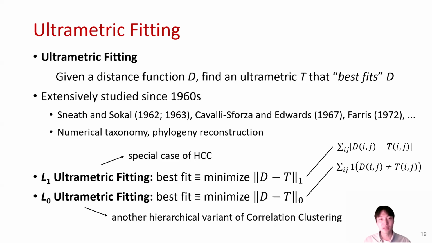Here we focus on the L1 and L0 objectives, where the goal is to minimize L1 and L0 distances respectively from the given distance function d. Recall that the L1 case is a special case of hierarchical correlation clustering. L0 ultrametric fitting is not exactly a special case of HCC, but still, it is another hierarchical variant of correlation clustering.